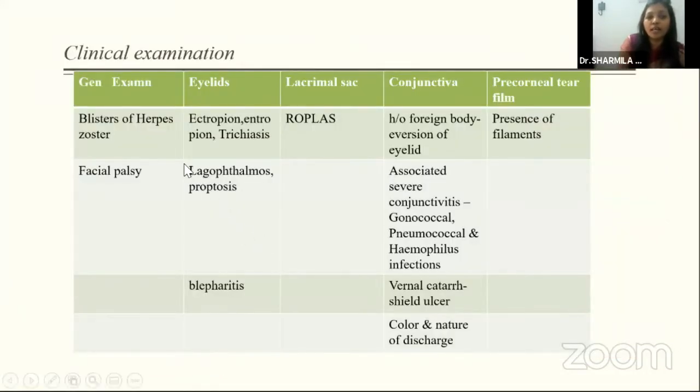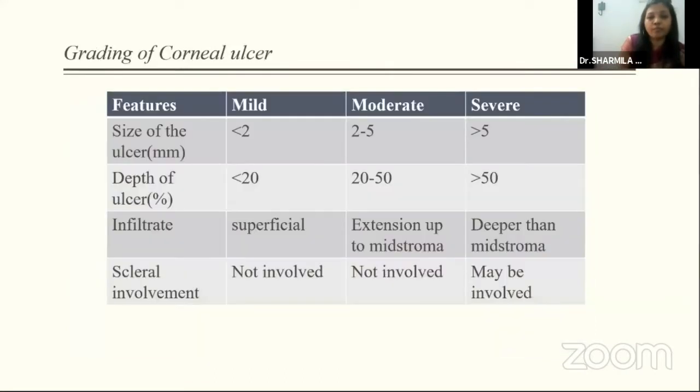So the documentation has to be in this order. Even the negative findings have to be documented. Then only the examiner will know that you looked for it. Suppose even if there are no blisters, you have to examine the face and document that there is no evidence of any lesions of herpes zoster. That way the examiner will know that you've looked for it.